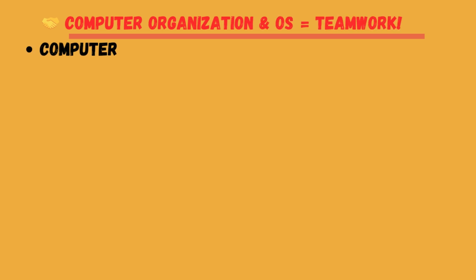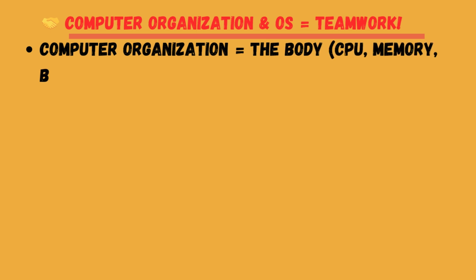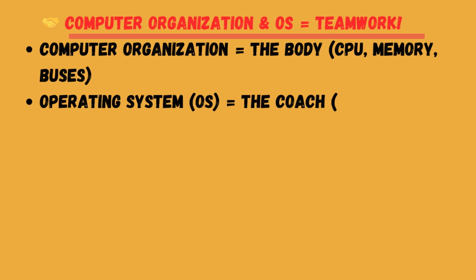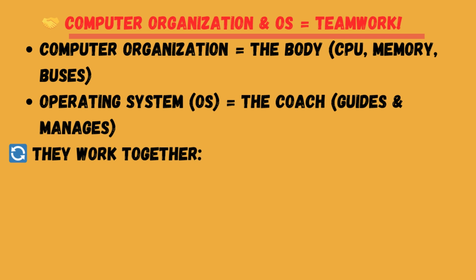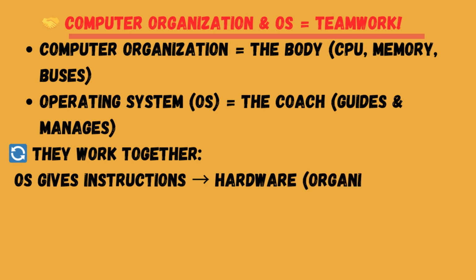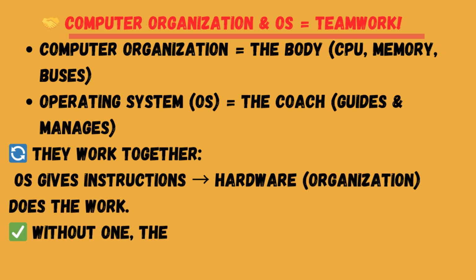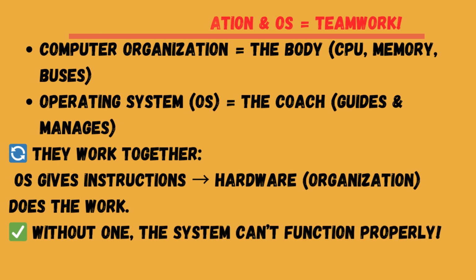Computer organization and OS equals teamwork. Computer organization equals the body: CPU, memory, buses. Operating system, OS, equals the coach, guides and manages. They work together. The OS gives instructions, hardware organization does the work. Without one, the system can't function properly.